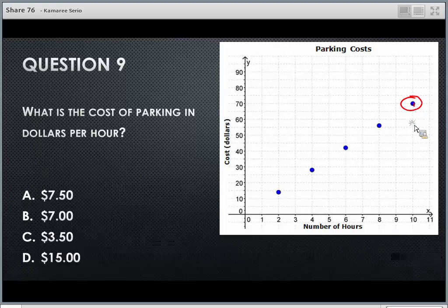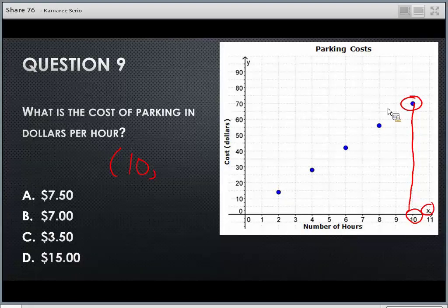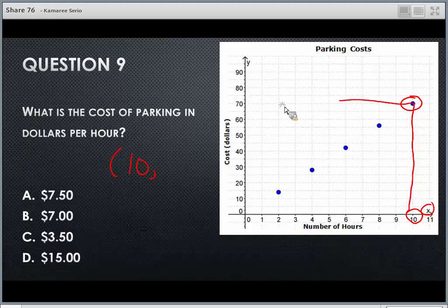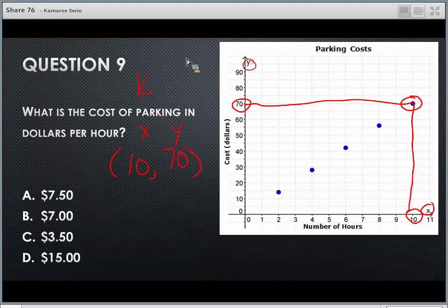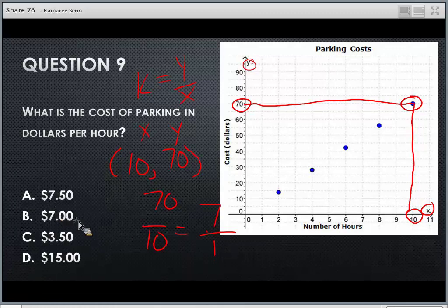So if I take this point and follow it all the way down, I have 10. That is my x. If I take this point, go all the way to the left till I touch my y-axis, I hit 70. Right, remember x and y, and k is y over x. So this is 70 over 10, which gives you 7 over 1. So it is $7 for every hour of parking.